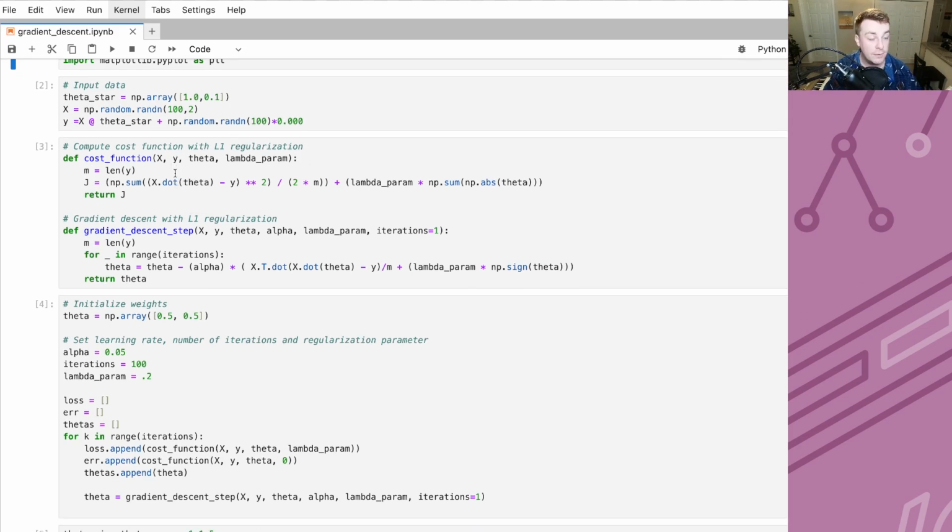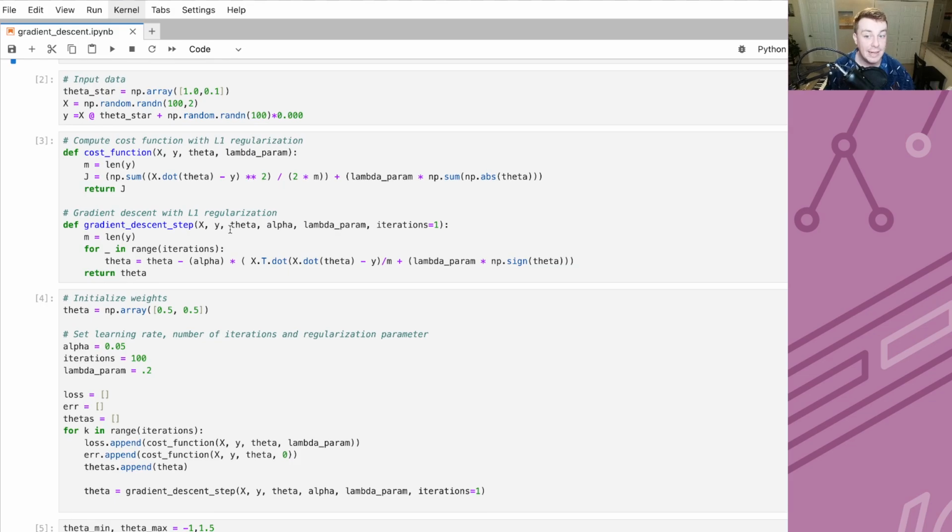Here I'm defining a cost function. So this is the loss that I'm trying to minimize. The cost function takes x, y, theta, and our lambda, the coefficient for regularization. And it computes the least squares plus lambda times the L1 norm. So this is some code to write up that formula for least squares plus the L1 norm. I also have my gradient step that takes my x and y, my current theta, or my current w. Alpha in this context is the step size.